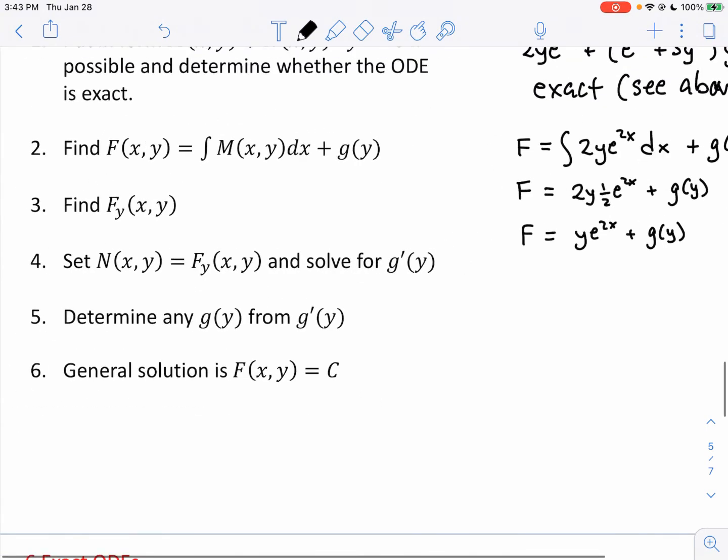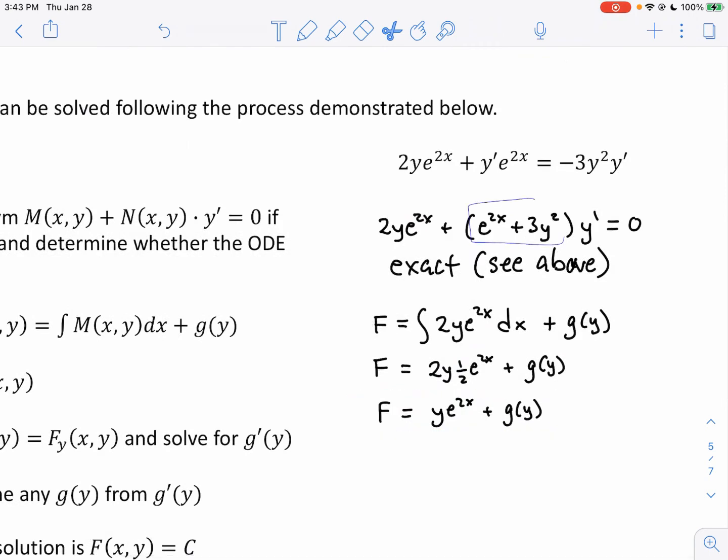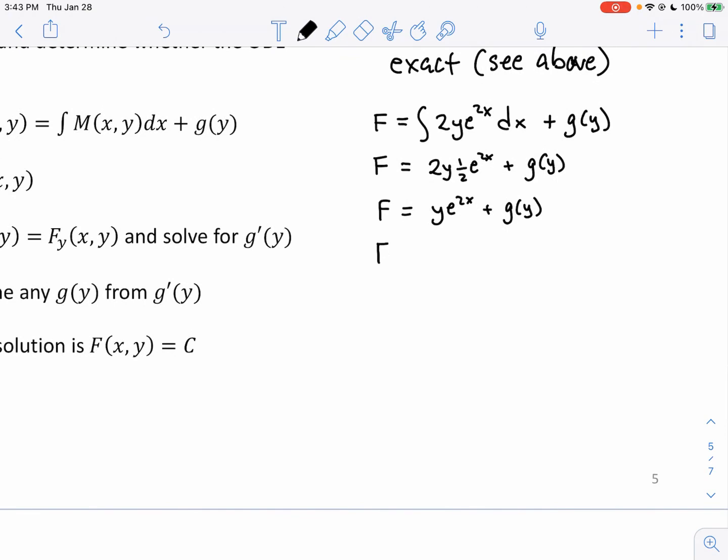Next step, step 3, find F sub y. So we are assuming that we found our capital F function, but there's still a piece of it we don't know. But it should be true that whatever this capital F function is, when you differentiate it with respect to y, it should be equal to the N function right there. So we're going to find the derivative of our capital F function next with respect to y. So this e to the 2x is like a constant as far as y is concerned. So we have e to the 2x times y, the constant times y, and the derivative will just be that constant. So it'll be just e to the 2x. And then we have to do the derivative of g with respect to y, so it'll just be g prime of y.